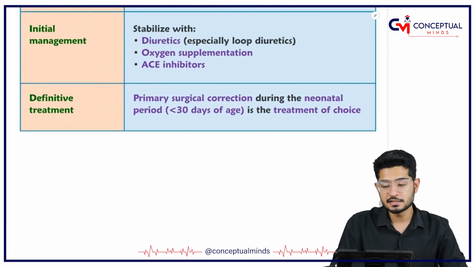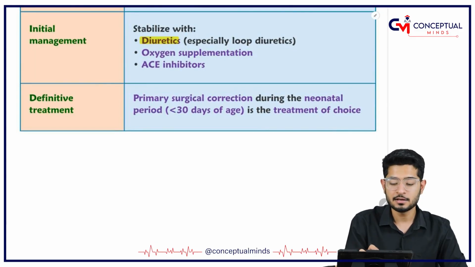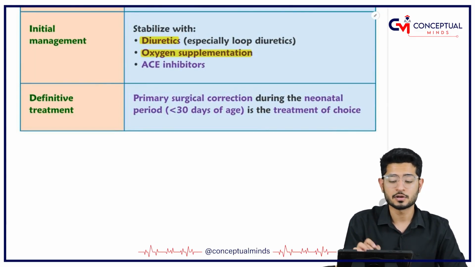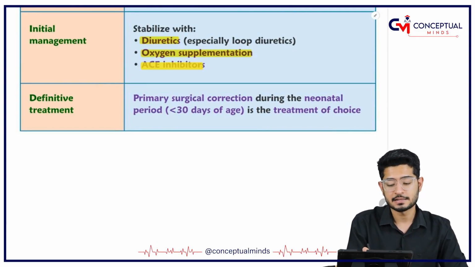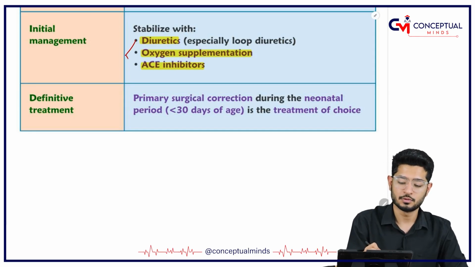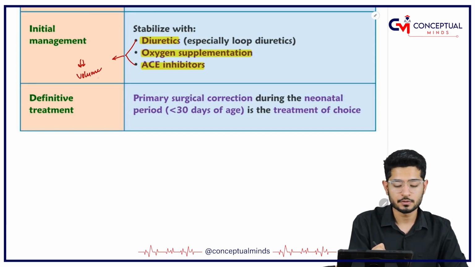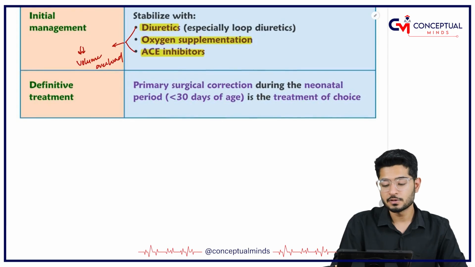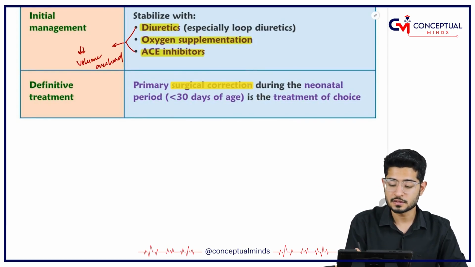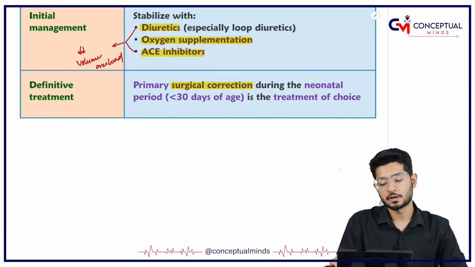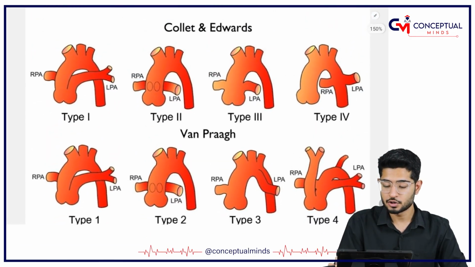And how to decrease this volume overload? We have to give diuretics. We have to give oxygen also because oxygen is less, and of course ACE inhibitors. So diuretics and ACE inhibitors, both of them are responsible for decreasing the volume overload. And what is the definitive treatment? The definitive treatment is surgical correction during the neonatal period. That's the treatment of choice.